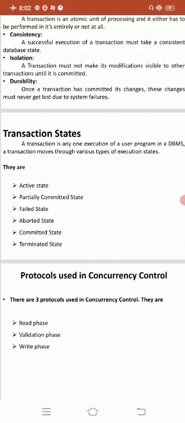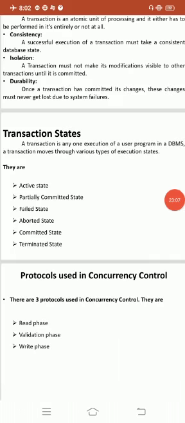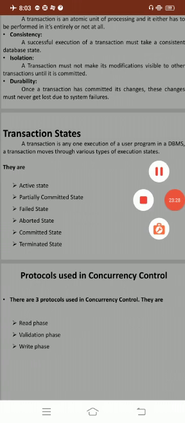What is meant by active state? When execution begins, the transaction goes into an active state. In this state, a transaction can issue read and write operations. What is partially committed state? When the transaction ends, it moves to the partially committed state. Some recovery protocol should ensure that a system failure will not result in an inability to record the changes of the transaction permanently. That is called partially committed.